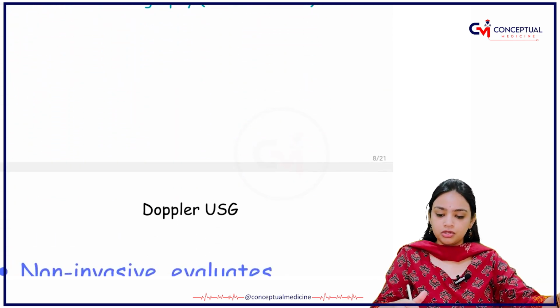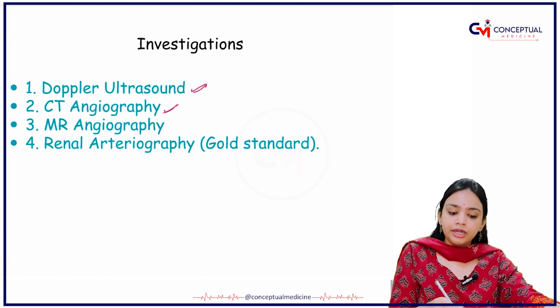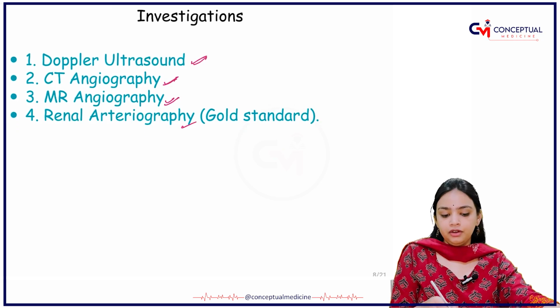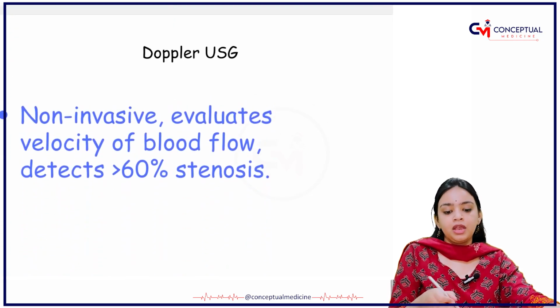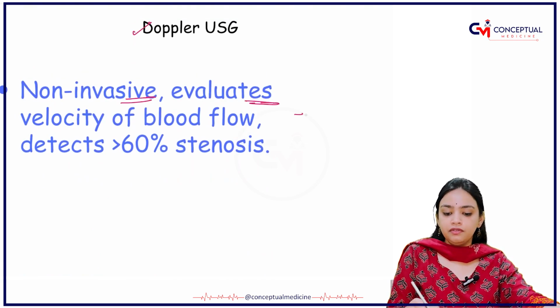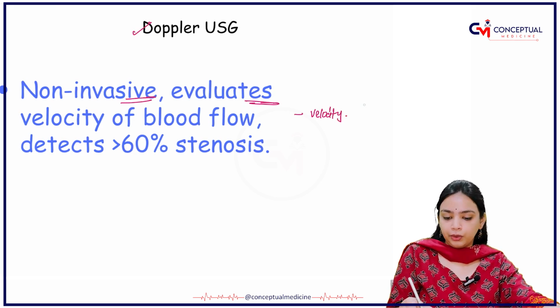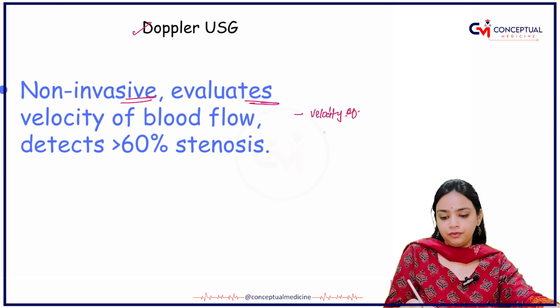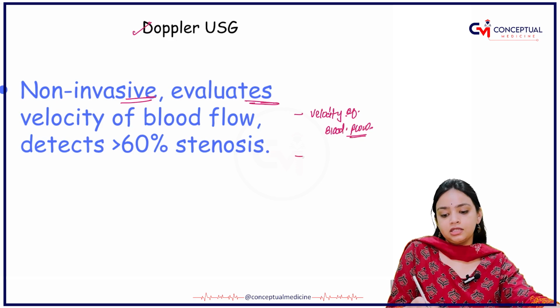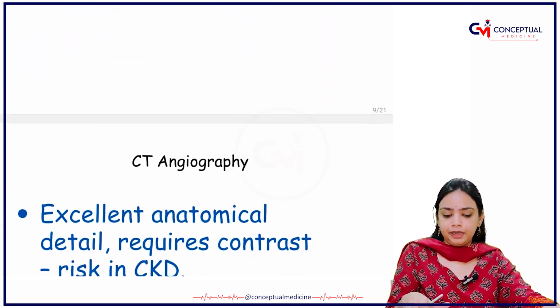What are the investigations you will order? For the investigation, you will order Doppler ultrasound, CT angiography, MR angiography, and renal arteriography. The Doppler USG is non-invasive and it evaluates the velocity of blood flow. It can detect 60% of stenosis.